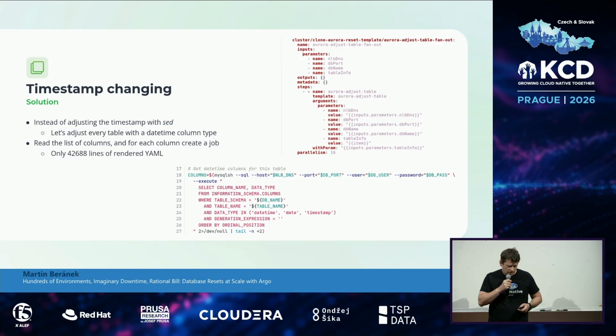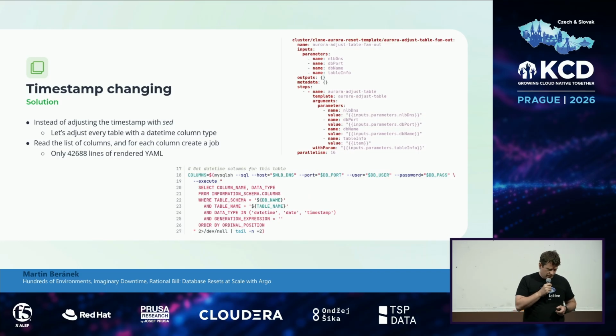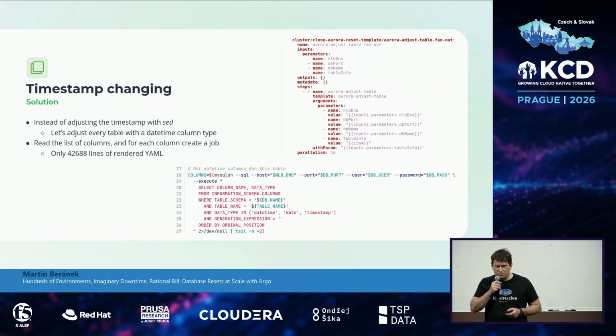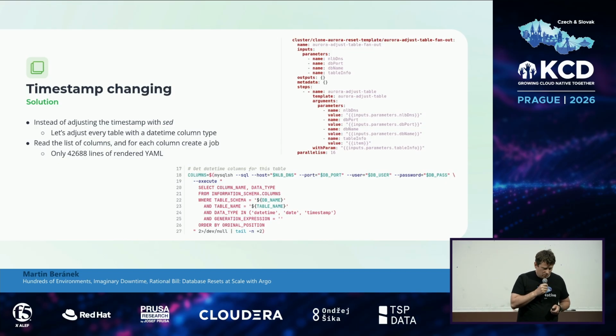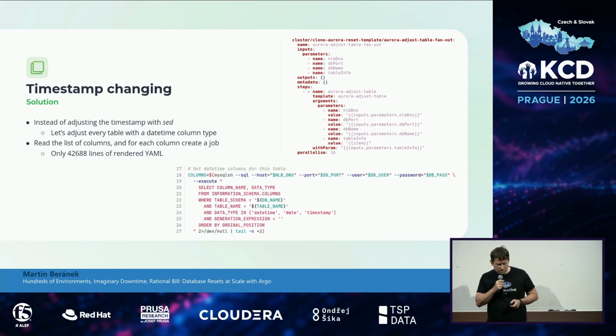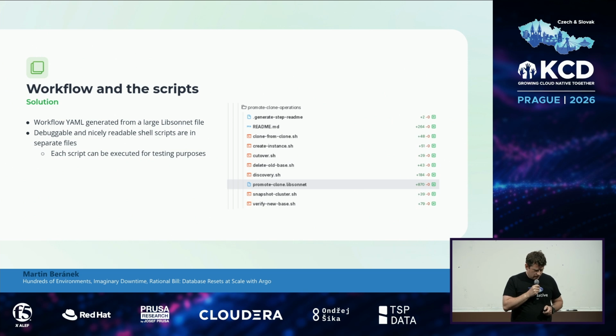The thing is that once the workflow is rendered, just because of these 500 tables we need to adjust, it actually generates 42,000 lines of YAML, which could also be read from Argo Workflows itself. But if you are not AI, you just avoid doing that altogether. This is one hint how you can actually write it.